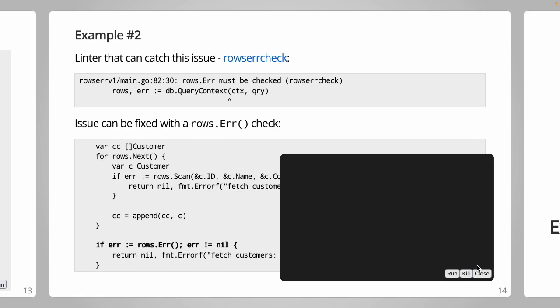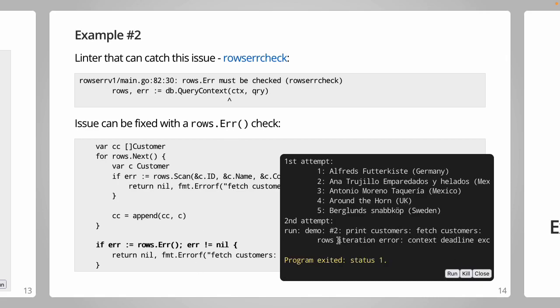So now if I were to run the same code, we can see that it actually prints the error, which says that it was a rows iteration error due to context deadline exceeded.